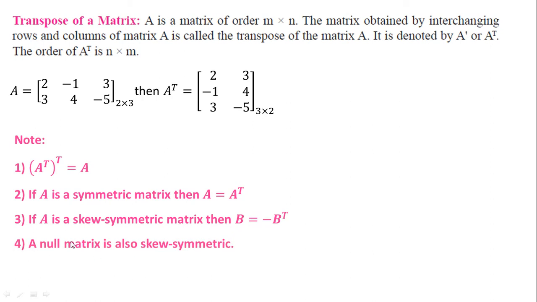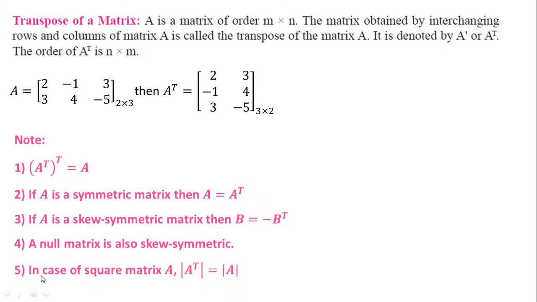Then a null matrix is also skew symmetric. No doubt, null matrix means all elements are 0. So in that case, a null matrix is also skew symmetric. It satisfies all the required conditions for skew symmetric, so obviously it is a skew symmetric matrix.